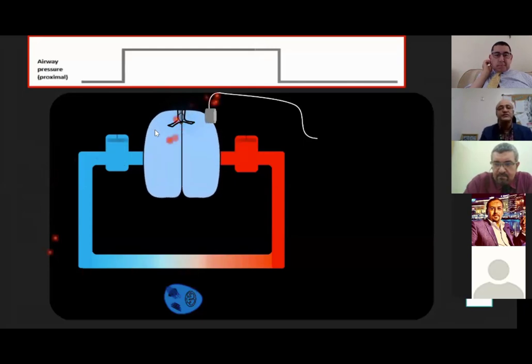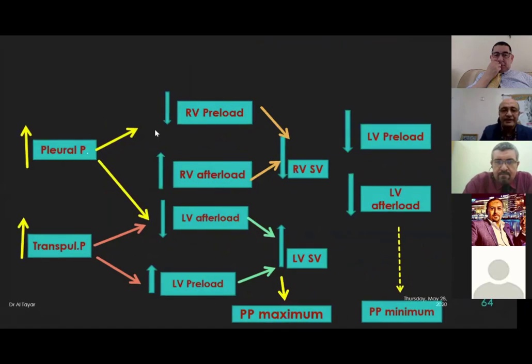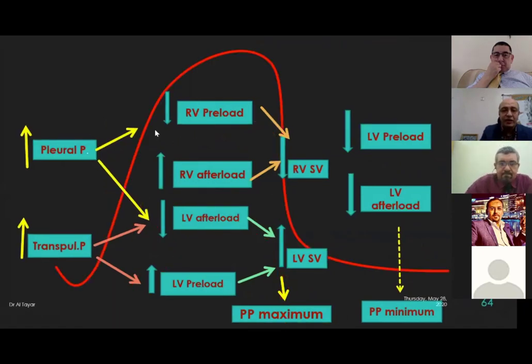We'll go to the heart. Heart-lung interaction is very important to understand, because the heart will be affected dramatically and negatively with positive pressure. Preload and afterload will change on the right ventricle and left ventricle. At the end of the day, this results in a pulse pressure maximum during expiration or inspiration, ventilated or non-ventilated.